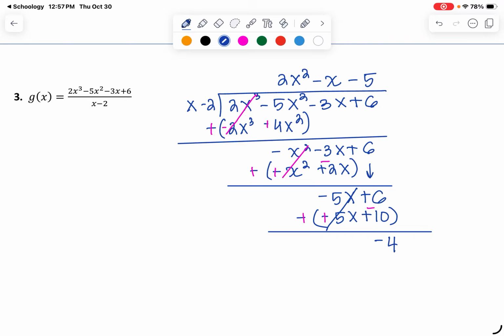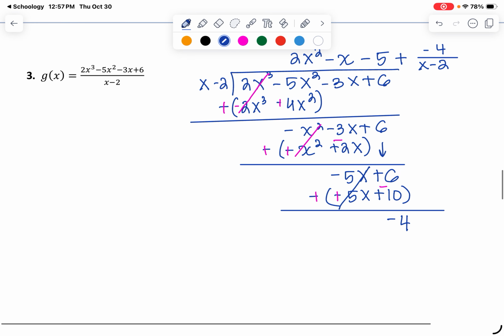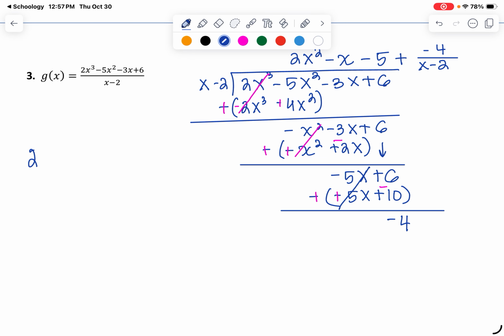This is my remainder. I know because all that I have left is remainder. And also I can't multiply x by anything to get a -4. So I am going to write plus, make a fraction. My remainder goes in the numerator, -4. My denominator is my divisor, x minus 2. So my answer is 2x squared minus x minus 5 plus -4 over x minus 2.